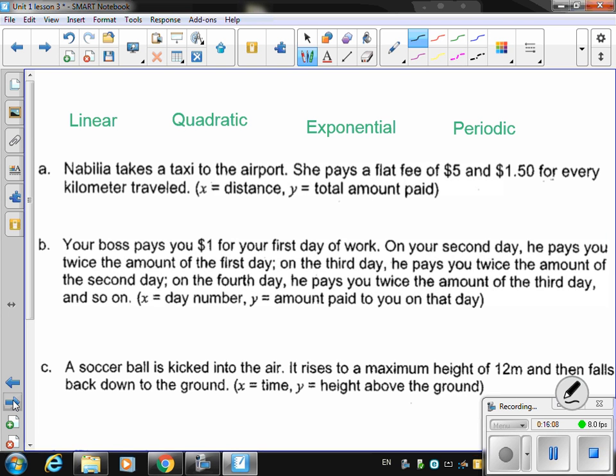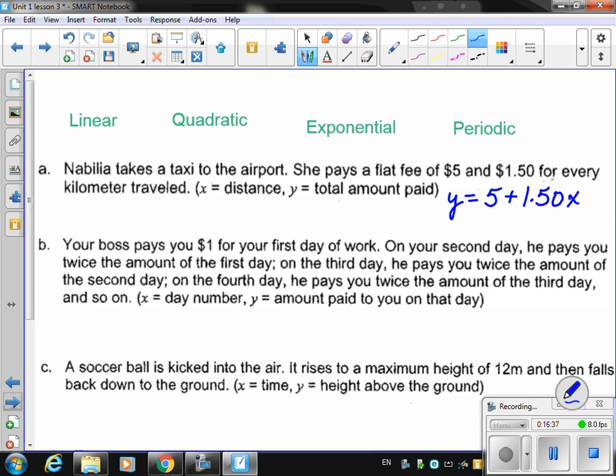Last way of looking at these equations, we've looked at graphs, we've looked at tables of values, and lastly we could look at a description. The first one, Nabilia takes a taxi to the airport. She pays a flat fee of $5 and $1.50 for every kilometer traveled. We could write it as an equation. Her amount paid would be $5 and $1.50 for every kilometer traveled.